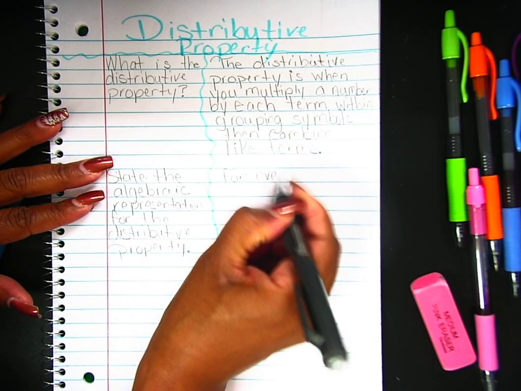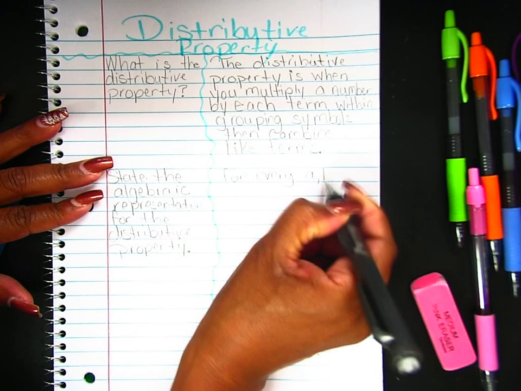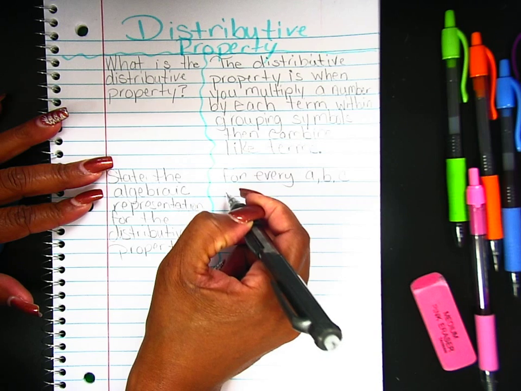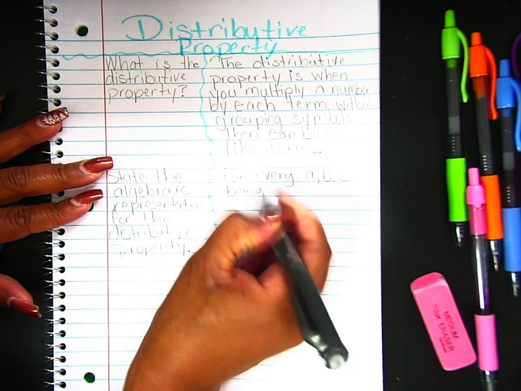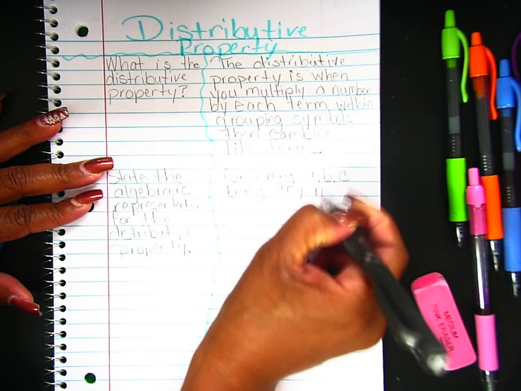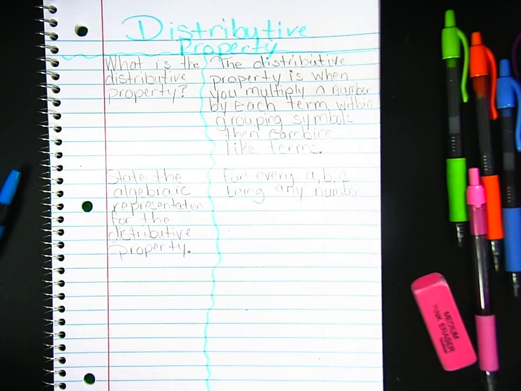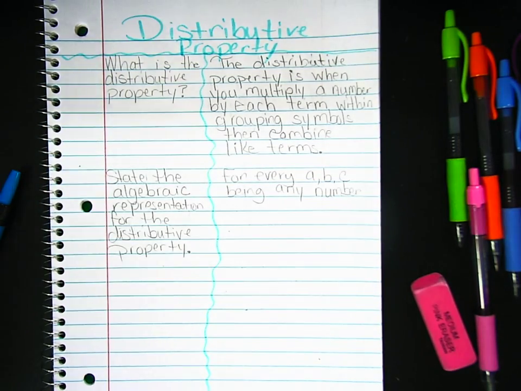For every A, B, C being any numbers, any number. It could be any number. It doesn't matter if it's a real number. It could be a real number, most definitely rational, and so on.